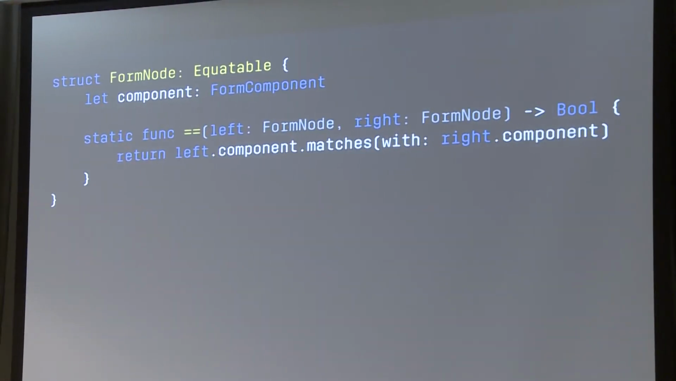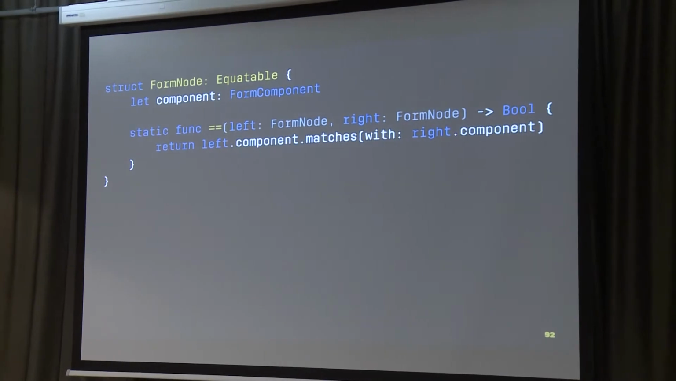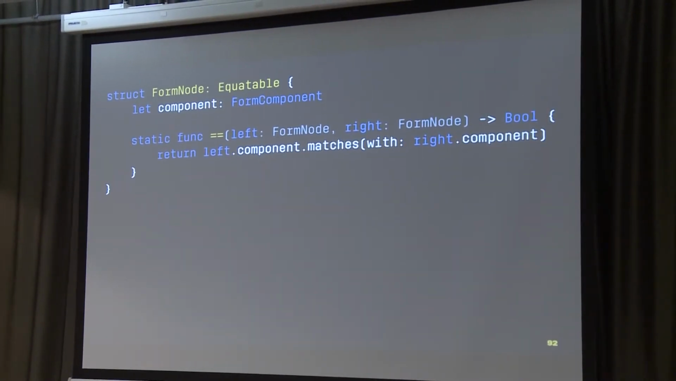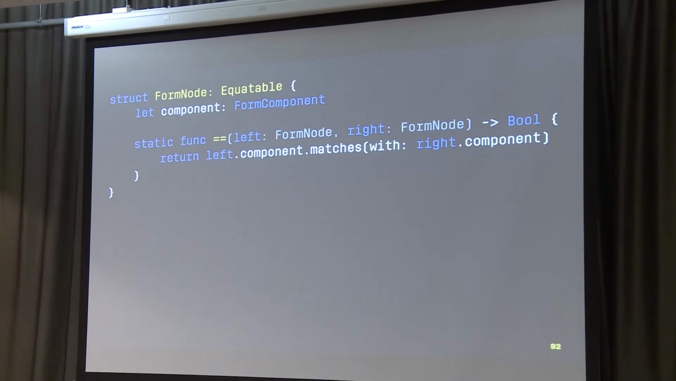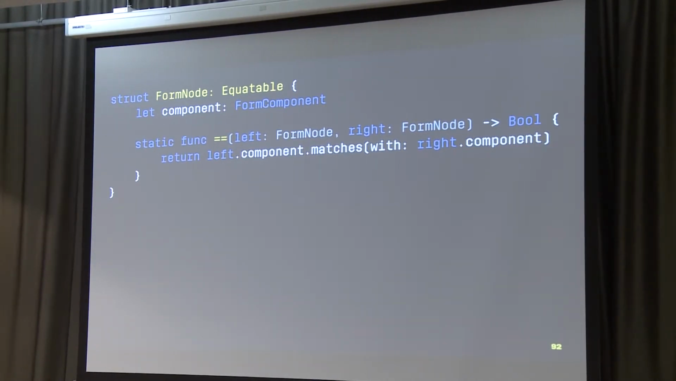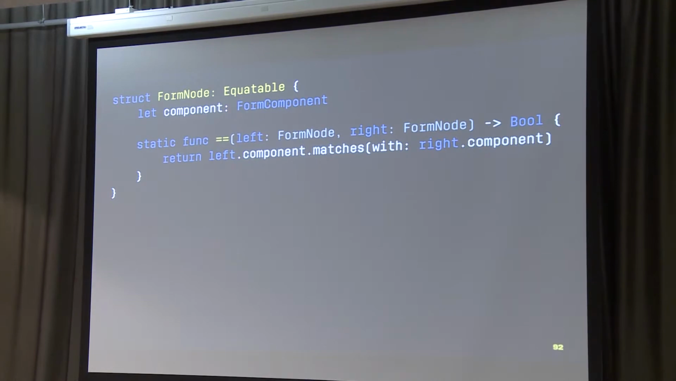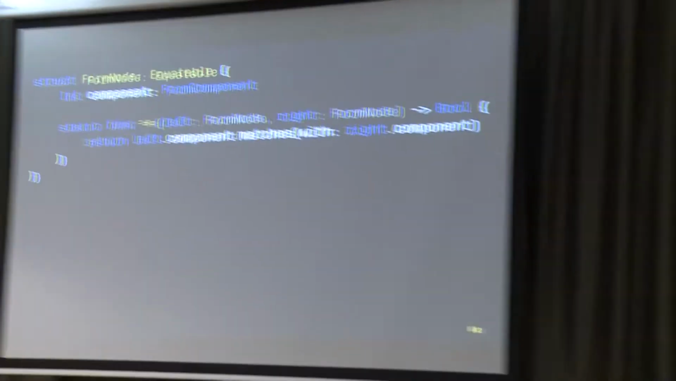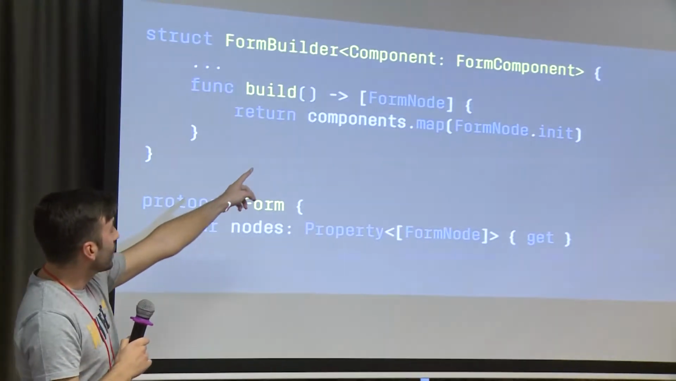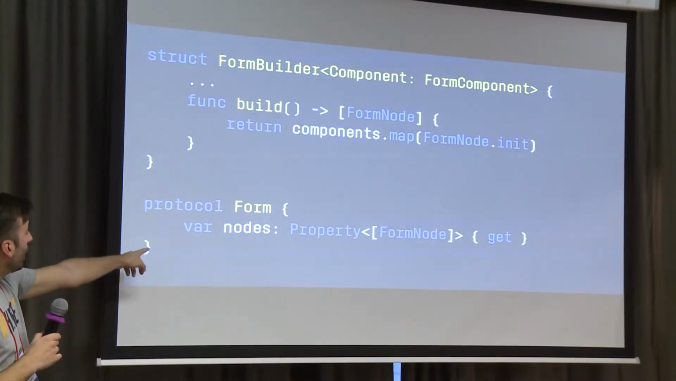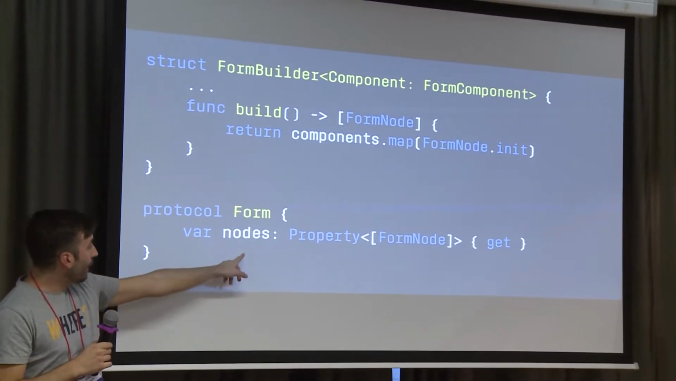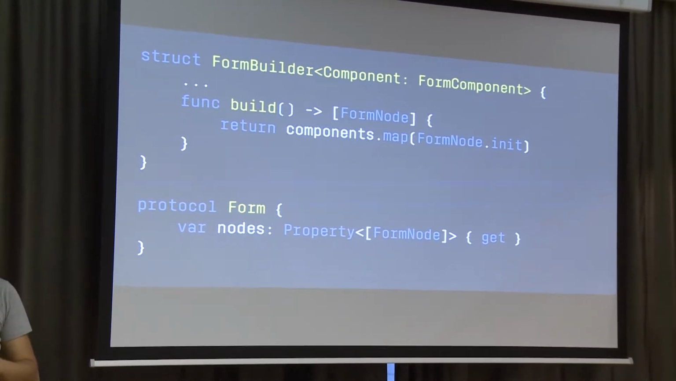So essentially, we can fix this by wrapping the component itself into a node. And the node is the entity that's equatable, because it receives the component and uses the matches method to match the components. So we change our builder to work with nodes. So when we call build, we get the array of nodes, and our form becomes a protocol where we have a property with the nodes of the form.